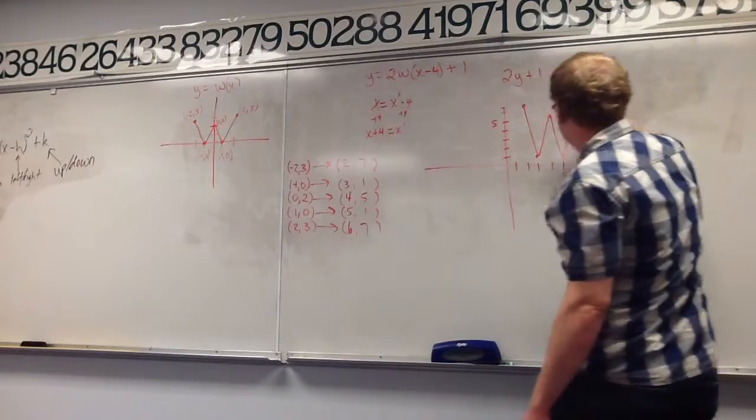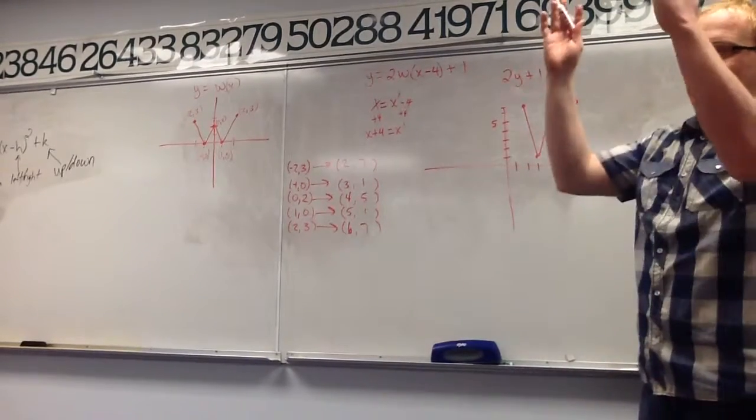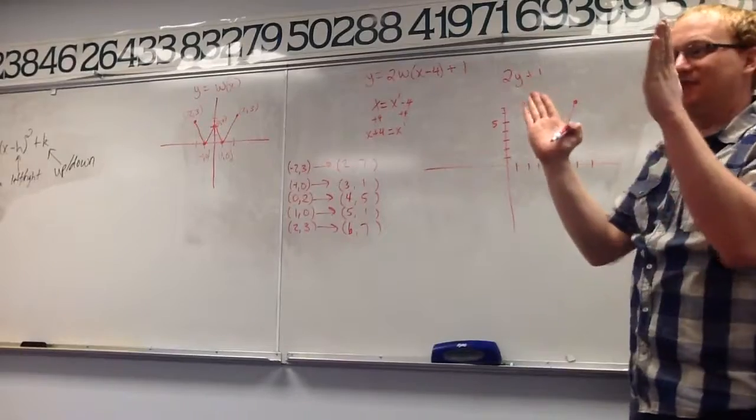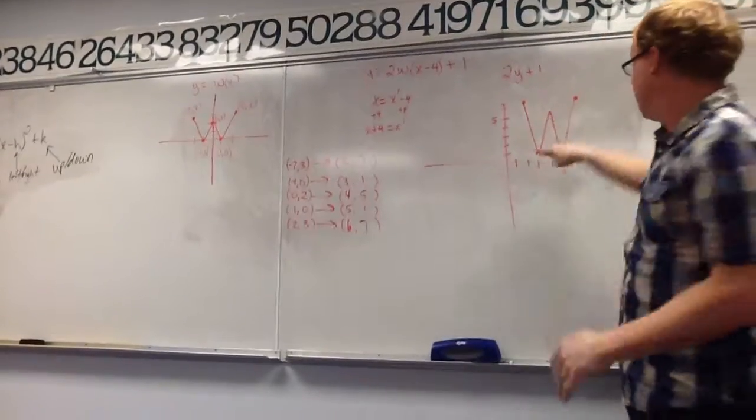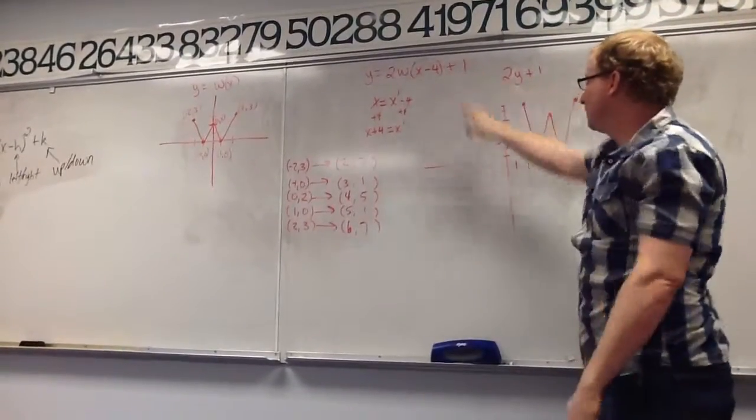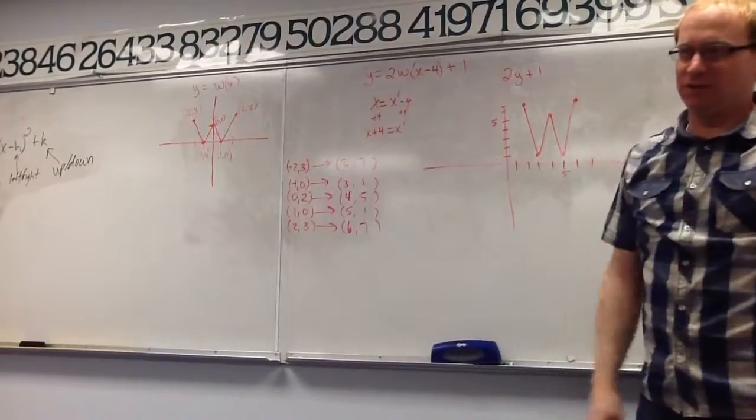So it just made it skinnier. If we would use graph paper, you would see that it is skinnier. It's taller, it got stretched because of the 2, and it went right 4, up 1. It worked.